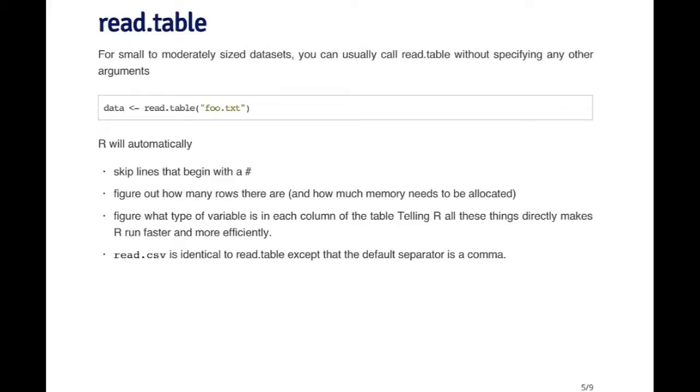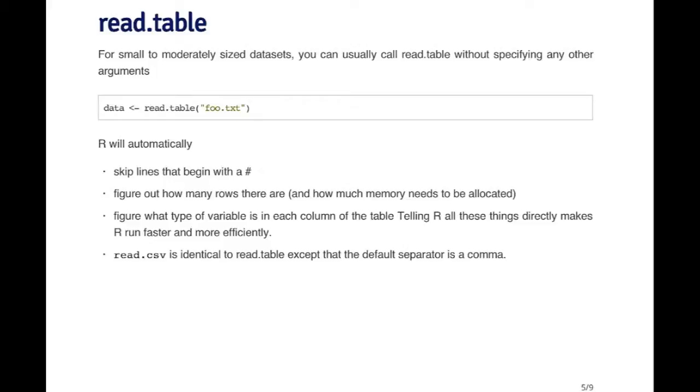For small and moderately sized data sets, and as computers get better every day, the definition of small and moderate is growing, you can usually use read.table without specifying any of the other arguments besides the file name. You can say read.table on, say, foo.txt. This is just the name of the file, and it will automatically take care of figuring out what the classes of the different columns are. It will figure out how many rows there are, etc. So you don't have to specify any of that information if you don't feel like it. This will return an object here that I call data, and that will be a data frame.